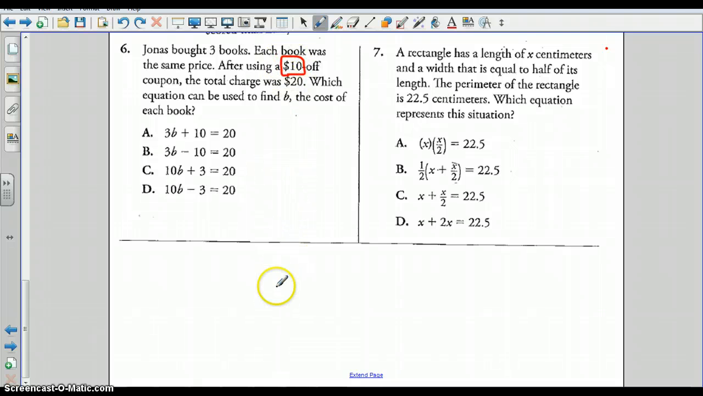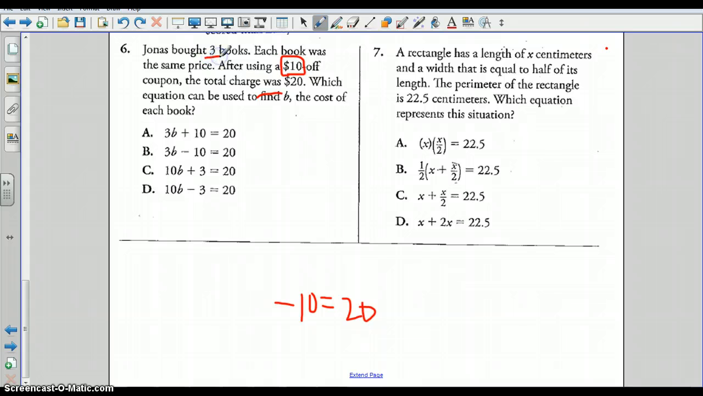So now if it's $10 off, it looks like we would subtract 10. So I know I'm going to subtract 10 from whatever total I get, because that's our constant. The charge was $20, so I know that eventually I'm going to have equals 20, because was means equals.